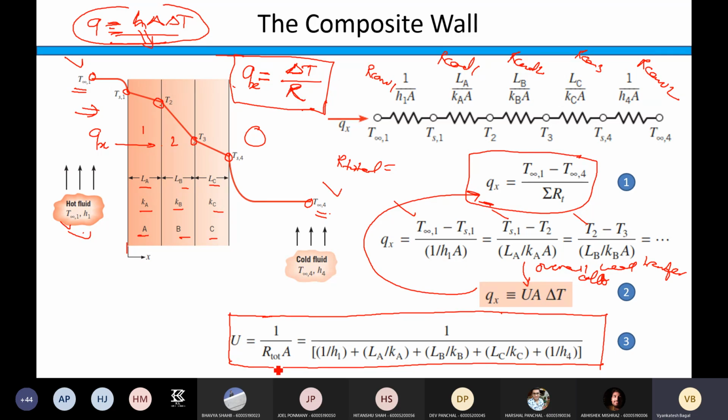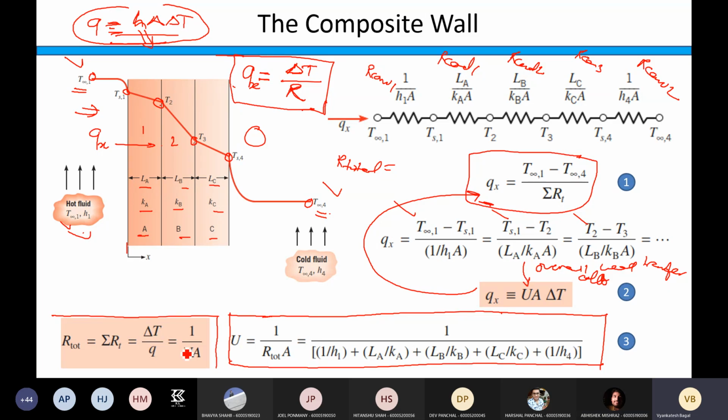Getting me or not? Hello? Yes, sir, getting it. Fine. So write down this expression. The overall heat transfer coefficient U is given as 1 upon R total into A. Yes, sir, we are done with it. Okay, fine.